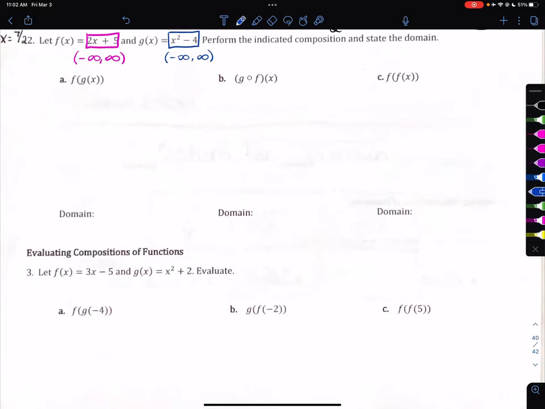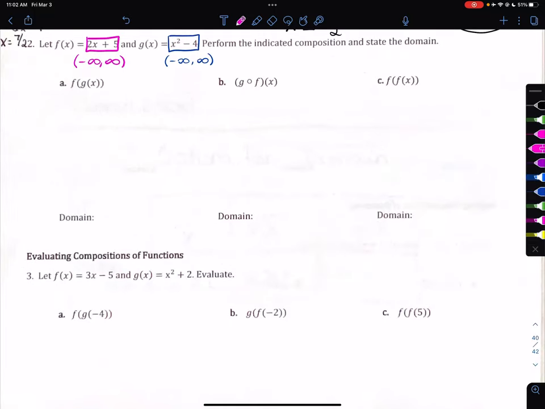So first, I have the f of x equation. The f of x equation is 2x plus 5. So I have 2 parentheses plus 5. And then we are going to substitute in the g of x equation, which is x squared minus 4. Okay, and go ahead and do distribution here. 2 times x squared is 2x squared. 2 times -4 is -8. And then bring down the +5. Combine like terms. So I have 2x squared minus 3.